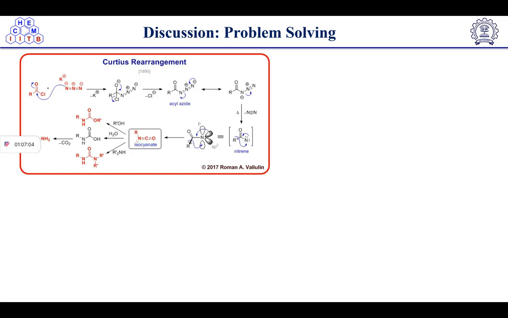Curtius rearrangement. Okay. So in this case, we have N3, right? N3 salt. Now N3 will attack on the acid chloride. We have an acid chloride in the Curtius rearrangement, and N3 is reacting as a nucleophile. It will form this intermediate. Now this oxygen anion will push electrons, and this Cl minus will knock out. Got it? So after this, we are getting this acyl azide intermediate.